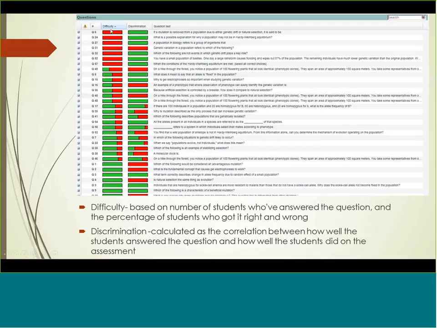So if everybody is getting the question wrong, then I have to look and see if there's a problem with the question, or this would be an excellent one to take into class and talk about what the misconception is, or what approach you should use on a test to answer multiple choice questions like this. And then discrimination is calculated as the correlation between how well the students answered the question and how well the students did on the assessment. So in other words, if a student is getting all the questions right, but then misses this one, or the opposite, where they're usually getting questions wrong, but they get this one right, it can lead you to think that maybe there's something going on with that question.